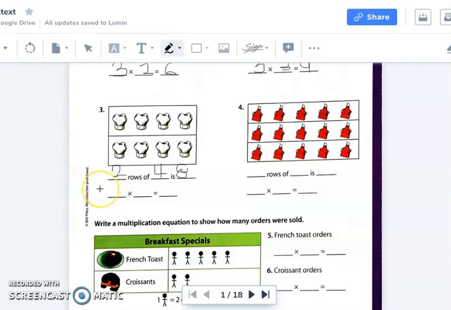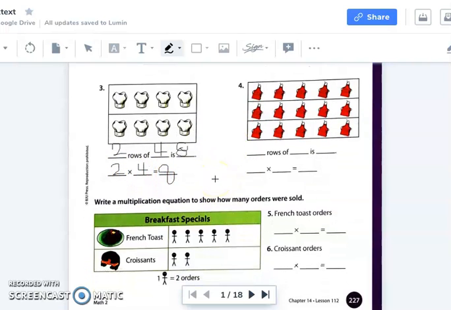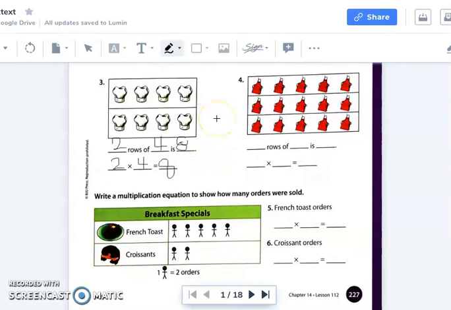And you can change this into a multiplication sentence. 2 times 4 is 8. Oof. So 2 times 4 is 8. All right. Now you can try number 4 on your own. I'm going to give you a moment. Is everybody done? Okay, so let's correct this together.